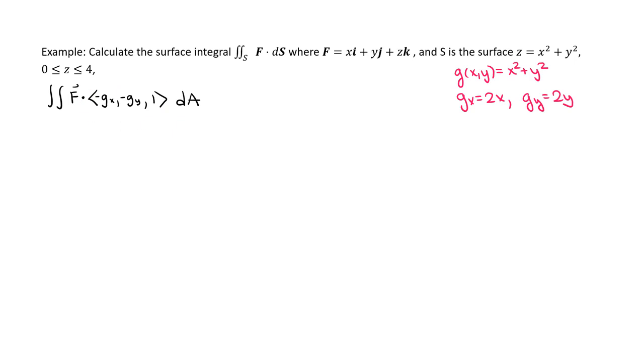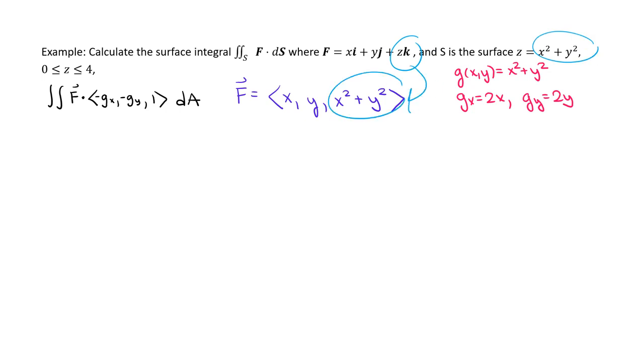So my surface is z equals, or we can call it g of x,y equals x squared plus y squared. So my gx and my gy are 2x and 2y respectively. I'm going to rewrite my vector field in terms of x and y. So the x component was x, the y component is y, and then anywhere I see a z, I'm going to replace that with x squared plus y squared, because that is the definition we have from our surface. So I'm replacing the z with that surface equation, x squared plus y squared. Okay, so I have my vector field written in terms of x and y.